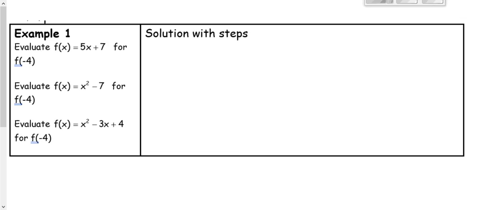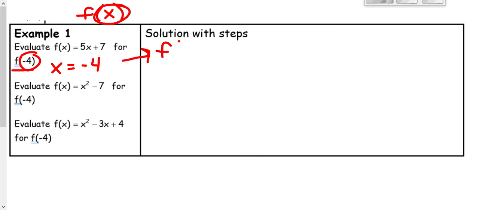Here we have several different types of equations that we can evaluate. Each time, remember that this is f of x notation. And so when they give you something like this, they're telling us to evaluate this function when x equals -4. Okay? So see how the -4 is in the same spot that the x is? That's because we're going to replace the x with -4. So this first one would say f of -4 equals 5, and then instead of x plus 7, we're going to say -4.